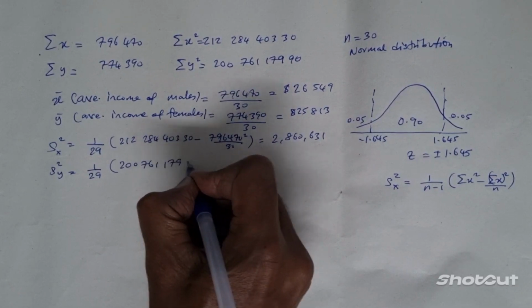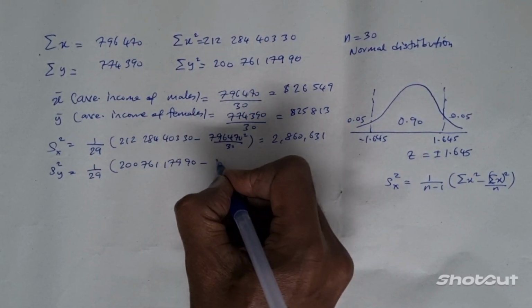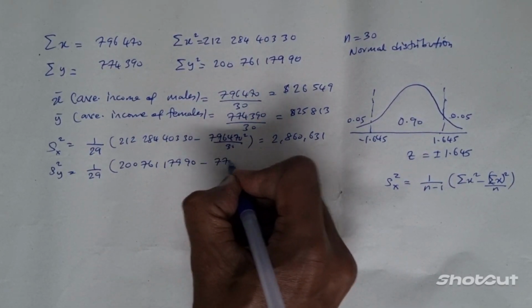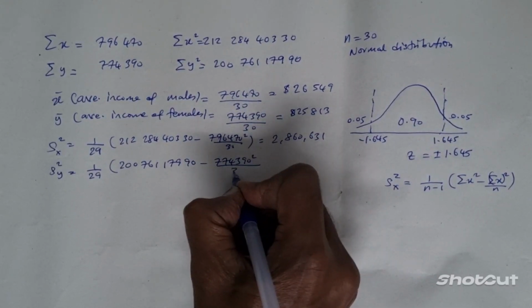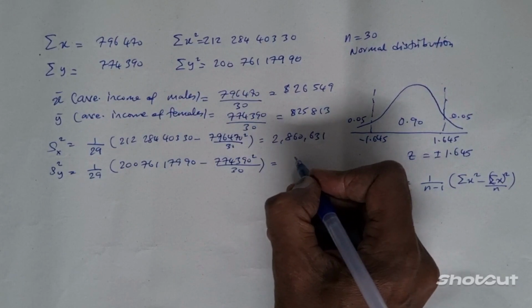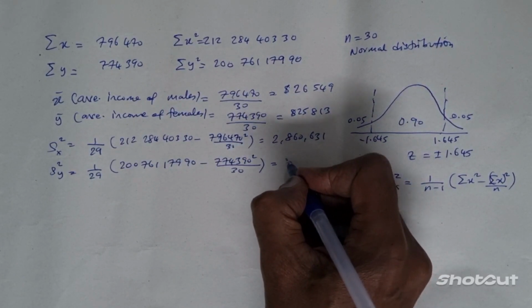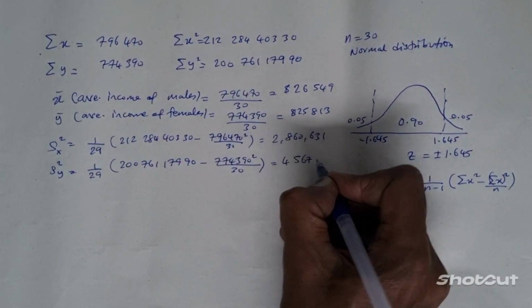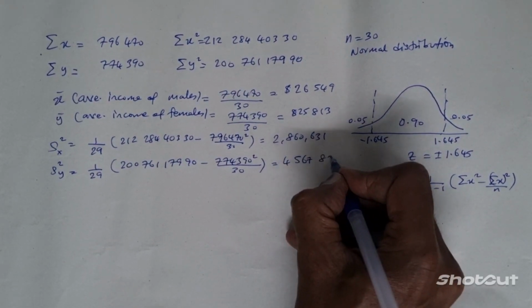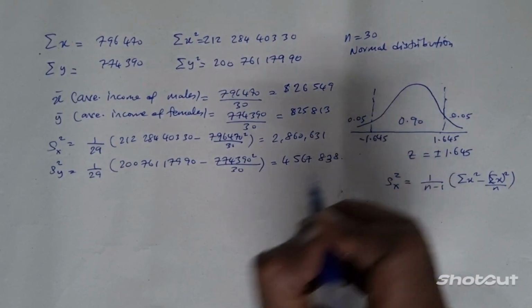And as for the females, again it's 1 over 29 into 200,761,179.90 minus 774,390 all squared over 30. And that comes to 4,567,838.